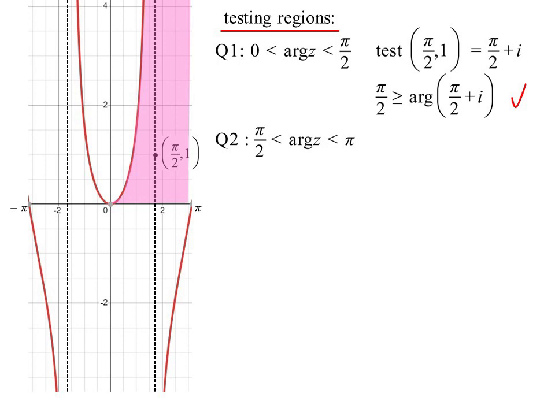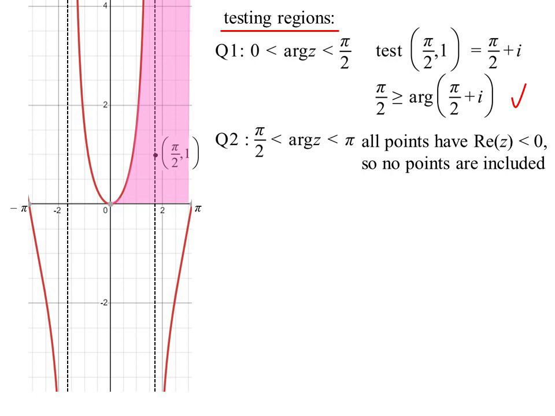Okay, second quadrant. That's where arguments will go in between pi on 2 and pi. Well, hang on a sec. All the points would have a negative real value over here. I don't need to go any further because I know the argument's positive there. So when is the real part bigger than the argument? Well, it never will be, because the real part's always going to be negative and the argument's always going to be positive. So no points are included in quadrant 2.